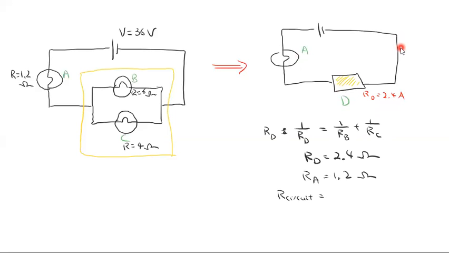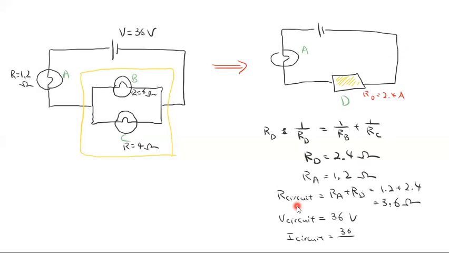So it's 2.4 plus 1.2, which equals 3.6. So if we now have the resistance of the circuit, do we know the voltage of the circuit? Yes. What is that? 36. So what is the current of the circuit? So current is 36 divided by 3.6.